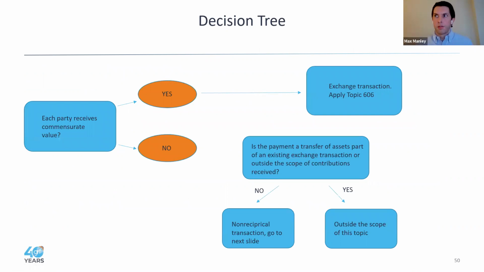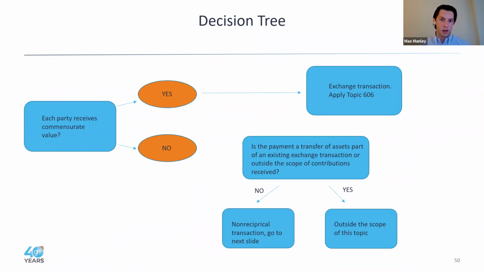Yeah, that's a great point to pick up on. You really have to evaluate the substance of the relationship with the resource provider under the agreements to determine whether you're going to go with 606 or you're going to recognize based on the contribution rules. So just to quickly run through what that evaluation looks like in either case, exchange or non-exchange.